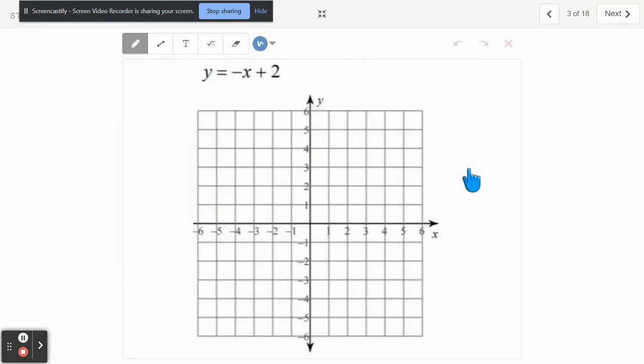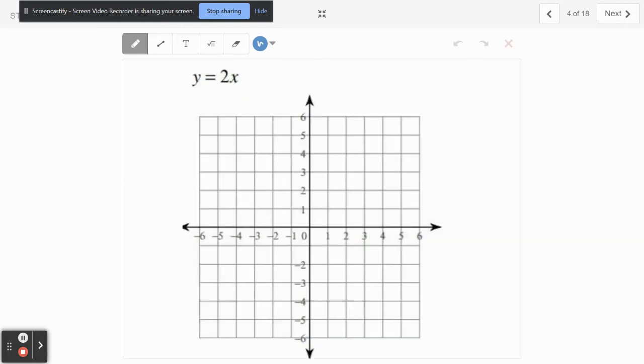All right. You guys do this one on your own. Push pause. Start at 2. When you have -x, that basically means -1x right here, which means -1 over 1. We're going to go down 1 to the right 1. And there's your line. All right, push pause. Go ahead and do this one. We start at 0. That's our y-intercept. We start at 0, and we're going to rise 2. We're going to run 1. All right?